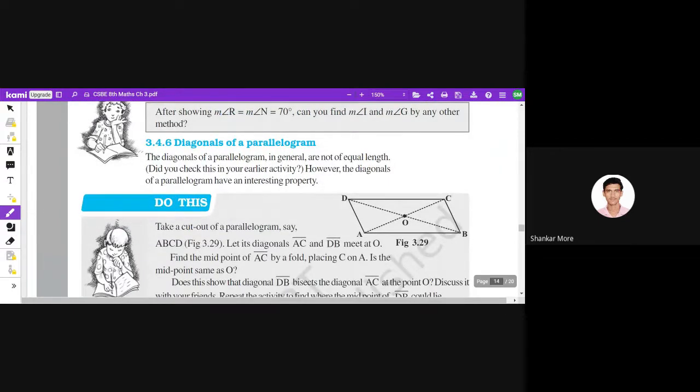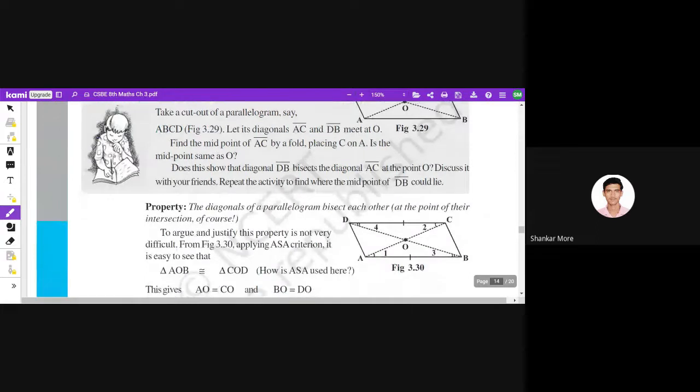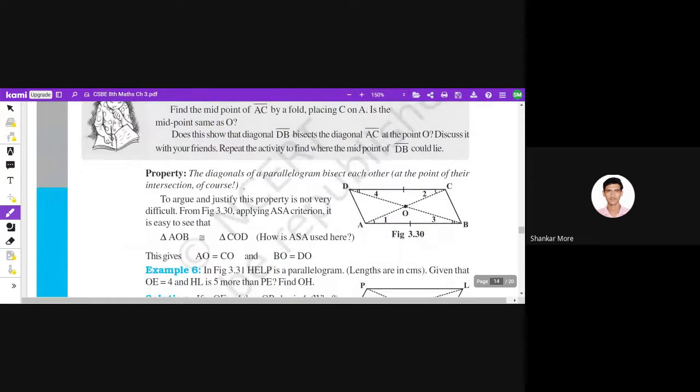So the next topic that we are going to learn today is diagonals of a parallelogram. Diagonals of a parallelogram in general are not of equal length. मतलब जो दो diagonals रहते हैं, those are not of equal length. However, the diagonals of a parallelogram have an interesting property. Okay, so क्या interesting property है? Let us check. The diagonals of a parallelogram bisect each other at the point of their intersection.